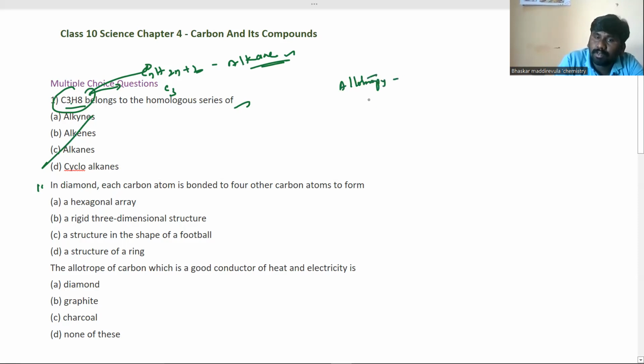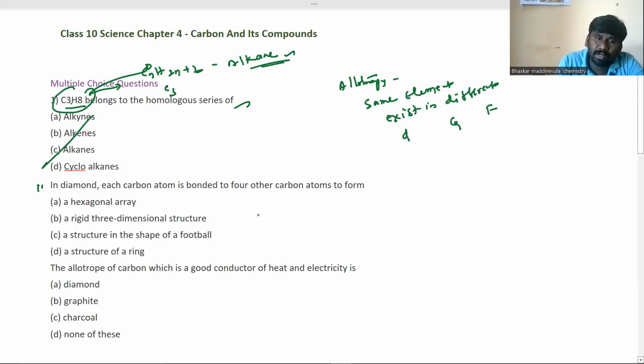Allotropic forms means the same element exists in different forms. So carbon exists in three different forms. In our textbook they have given only three different forms here. One is diamond, one is graphite, and one is fullerene. So we have to remember this topic also.